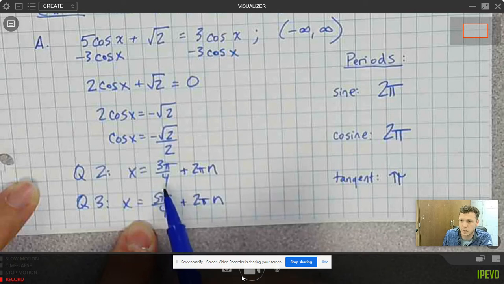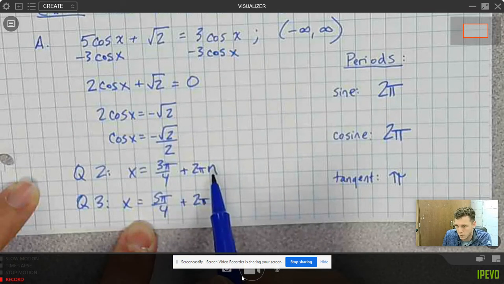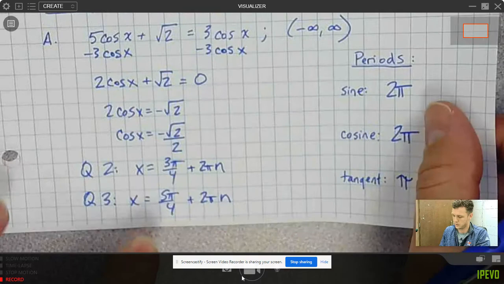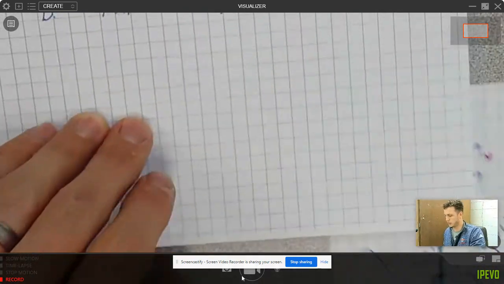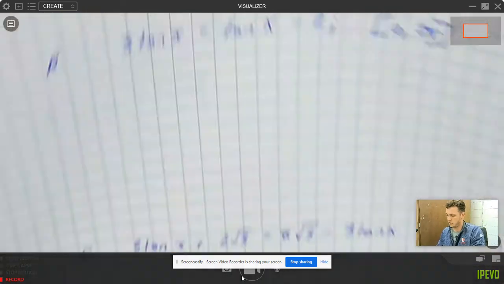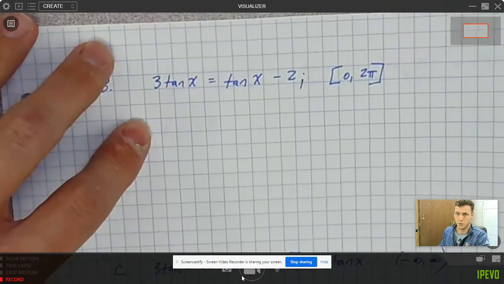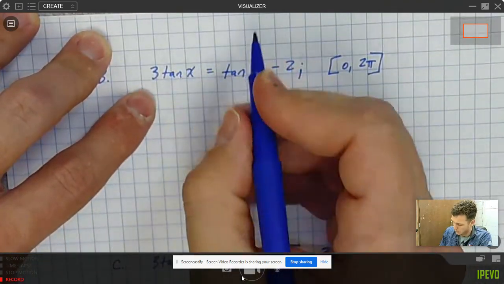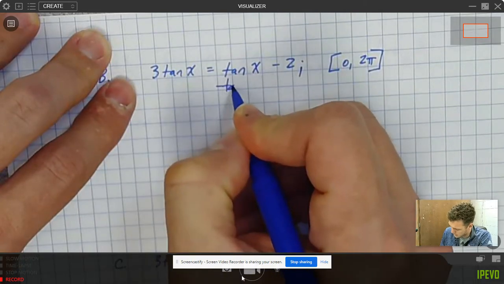All right, we're going to take a look at a couple more here, just to give other examples. So here I have 3 tan of x equals tan of x minus 2. I'm going to combine my like terms by subtracting tangent of x. So I get 2 tangent of x is equal to negative 2. Divide by 2. I get negative 1. So tangent of x is equal to negative 1.